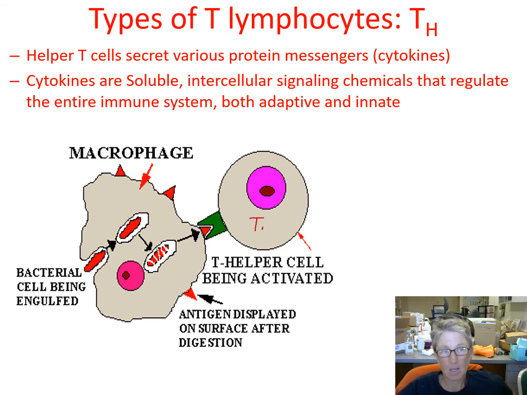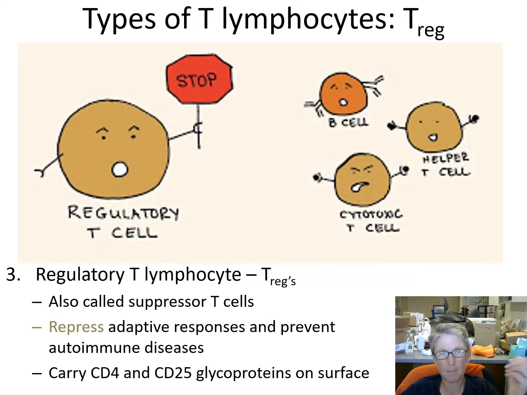Okay. So here's our helper T cell. Again, it says helper T cells secrete various protein messengers. Those are cytokines. So you've got the cytokines being secreted from the helper T cells. And cytokines, basically, we've talked about this in the past. If you remember, they're soluble. So that means they are soluble in the liquid portion of the blood. They are intercellular signaling chemicals. So if this cytokine is released from the helper T cell, then this macrophage will have to have a cytokine receptor in its plasma membrane to bind the cytokine. And these cytokines regulate the entire immune system, both adaptive and innate.